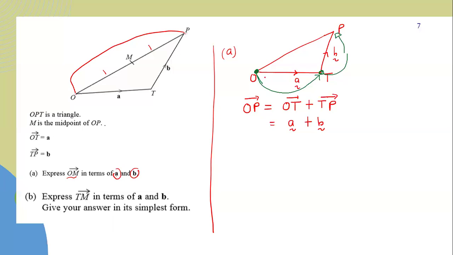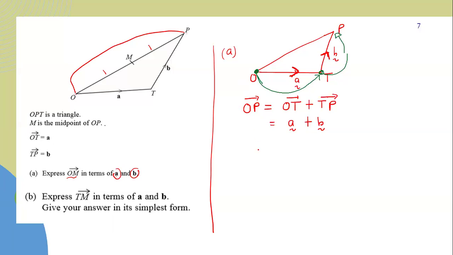When you look at the arrows, you notice that for O to T, the arrow is pointing in the same direction. That's why it remained positive. When we went to T to P, the arrow was still pointing towards P, and that's why it remained positive. Hope that is very clear to everyone.